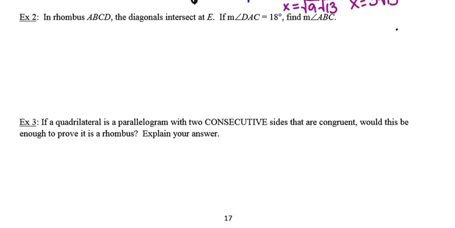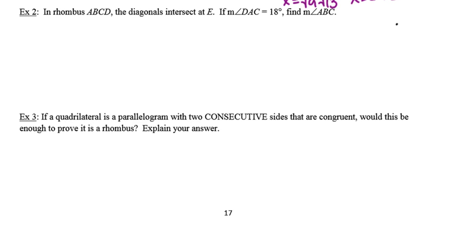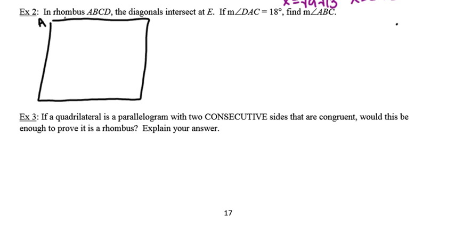Okay, number 2 says in rhombus ABCD, the diagonals intersect at point E. The measure of angle DAC is 18, and they want us to find the measure of one of the other angles. Like the first example, they didn't give us a picture, so I'm going to draw a nice big picture.